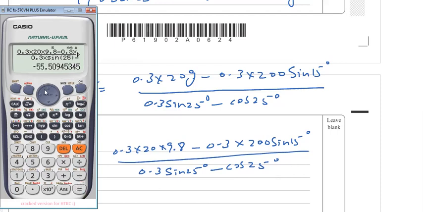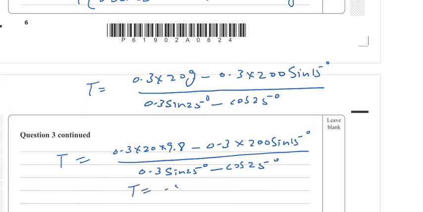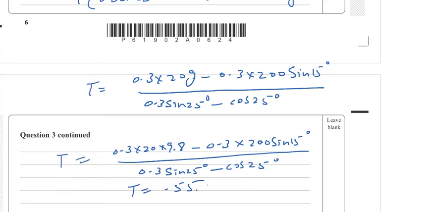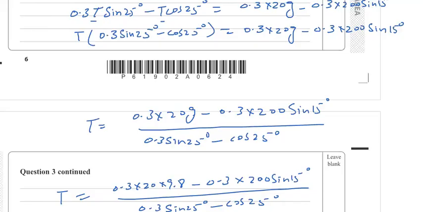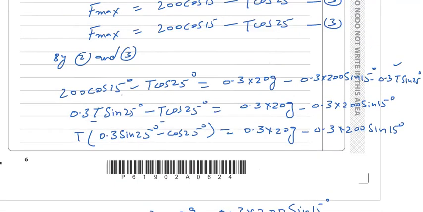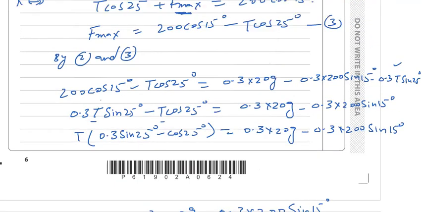So we will get minus 55. So T is equal to minus 55.509. But T cannot be negative. It means definitely we made a mistake somewhere here. Let me check in the previous one where we made a mistake.